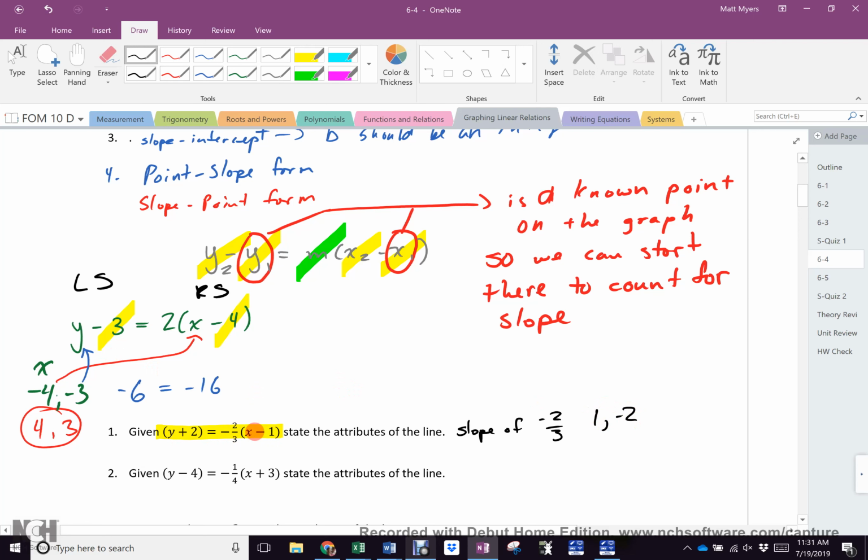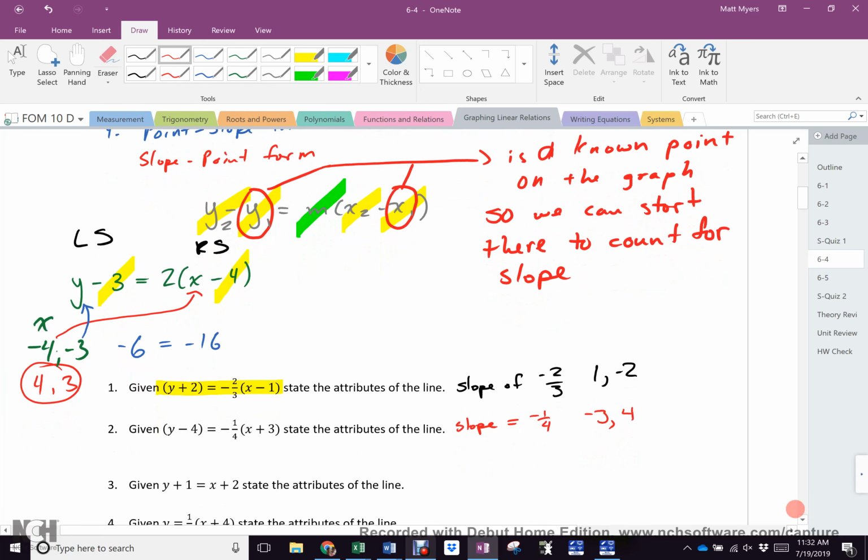When x is 1, 1 minus 1 is 0. When y is negative 2, plus 2 is 0. 0 equals 0. That's what we want. Everybody understand? Okay, so what is the second one? What's my slope? Negative 1/4. What is my known point? Negative 3 and positive 4.